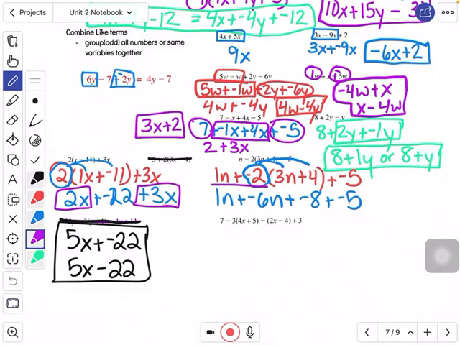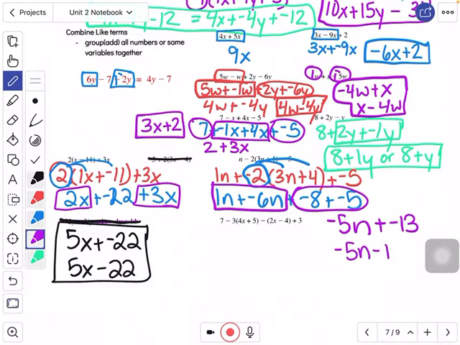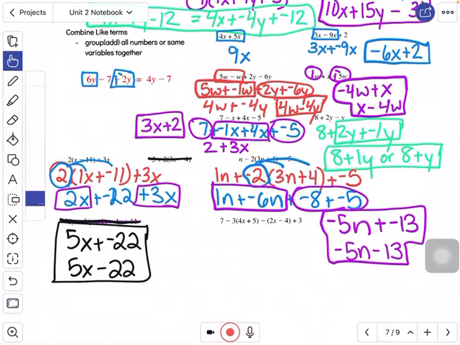So then we have n's. So we have negative 5n, right? 1 plus negative 6 is negative 5. And then we have negative 8 plus negative 5 is negative 13. So it's negative 5n minus 13, or negative 5n plus negative 13. All right, last one.